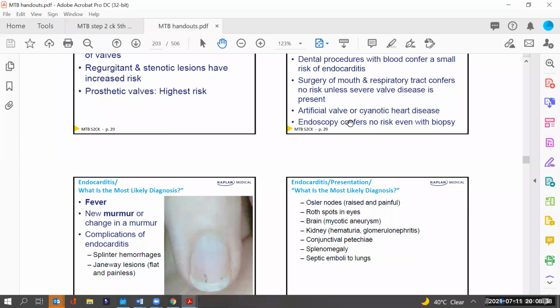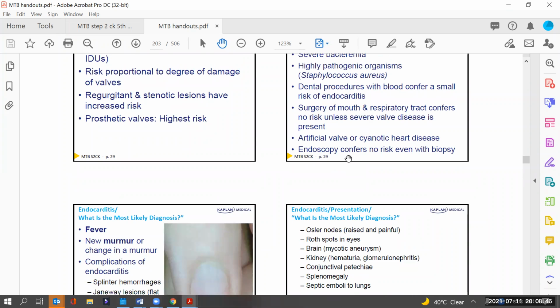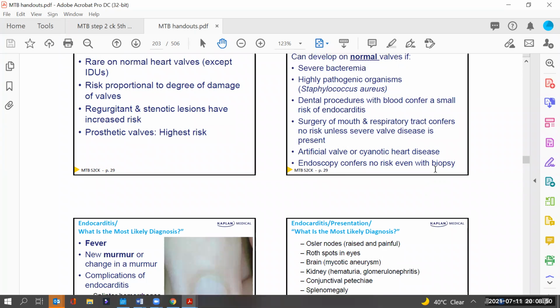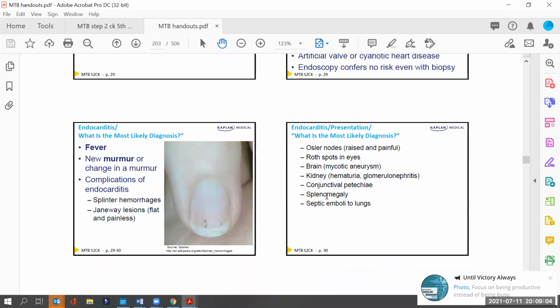Endoscopy confers no risk even with biopsy. So if there is any clue in the history which says endoscopy, we will not bother about that one, because endoscopy confers no risk even with biopsy. We have risk if there is any dental procedure. We have risk if the patient has had any bacteremia 15 to 20 days back. If the patient has had any surgery of the mouth or any surgery of a respiratory tract infection before, we'll always think of this.